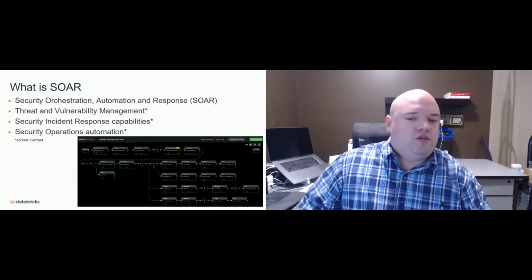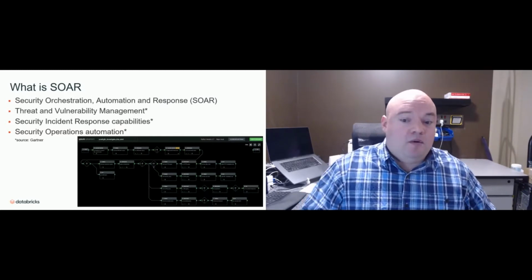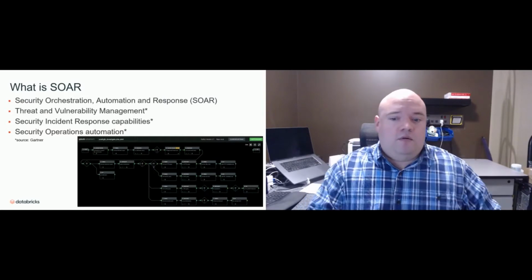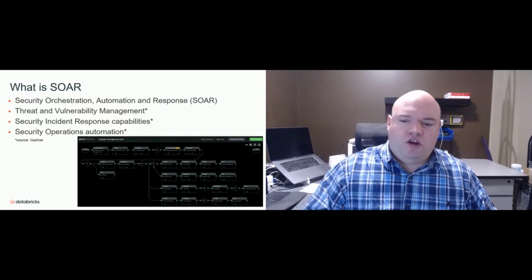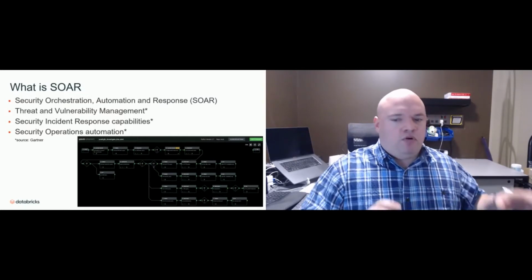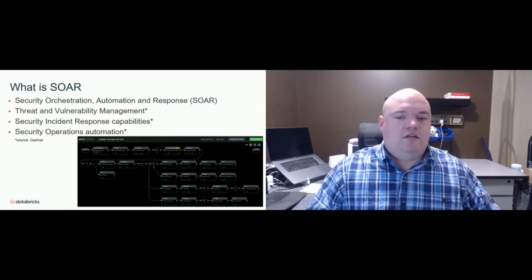Most SOAR tools are going to be providing the automation. Automation is actually kind of easy, right? Anyone that's written a script before should be familiar with automation. The orchestration part is much trickier. So orchestration really requires multiple products that don't generally work together to start working together as a singular unit.